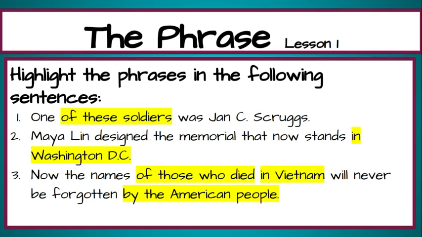Number 3, now the names of those who died in Vietnam will never be forgotten by the American people. There are 3 different phrases in here. We have of those who died, and the reason why we stopped that phrase there is because the next word is the beginning of a new phrase. So it is a new preposition, in Vietnam. And we stopped that there because the next word will is a helping verb, and verbs cannot be parts of phrases. By the American people. We start with by because it is the preposition, and we end with people because that is where the sentence ends. If you guys have any questions at this point, please go ahead and write them down on a separate sheet of paper so that you can ask them at the end of the lesson.